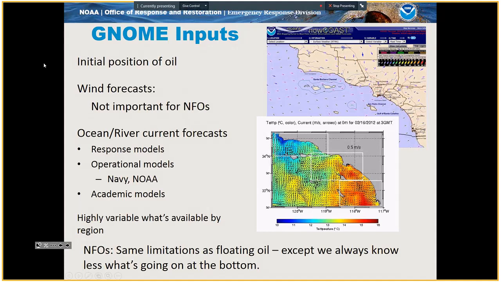For non-floating oils, it's pretty much all the same limitations, although once oil gets into the water column or at the bottom, now we need to know about the currents in the water column and at the bottom. All of these models are much better at the surface currents than they are at the bottom, because that's what we can actually see and simulate data. So the uncertainty in the models down low is always going to be higher for non-floating events. We'll have to be thinking about it.